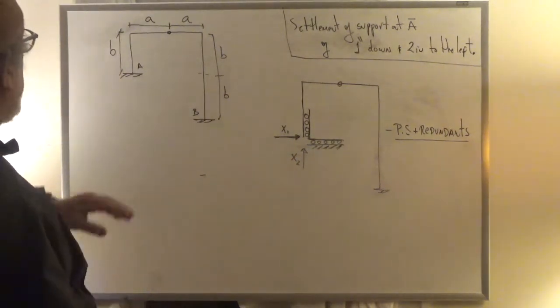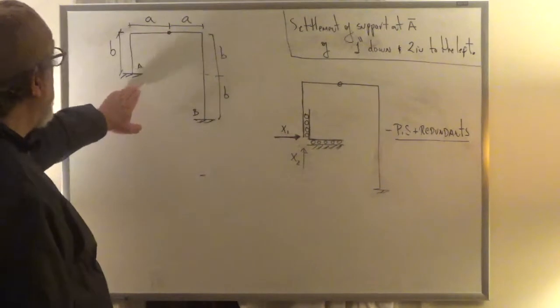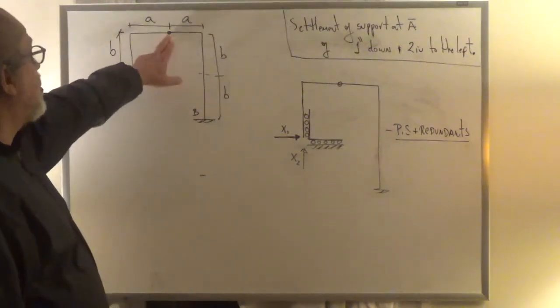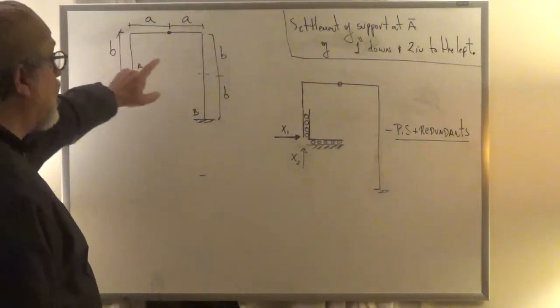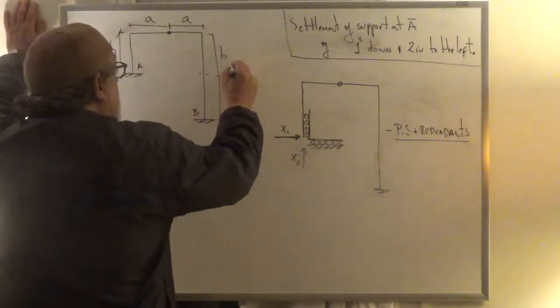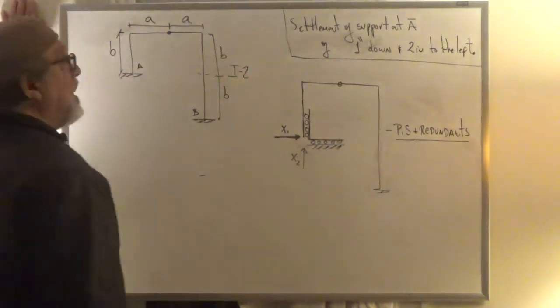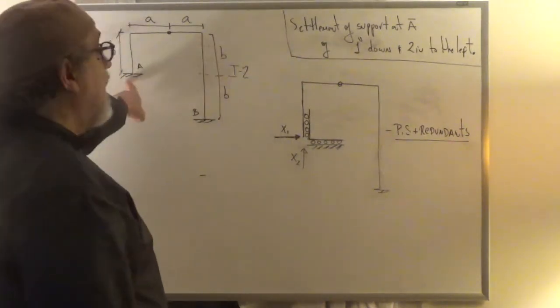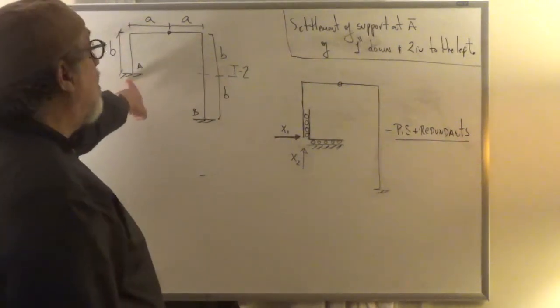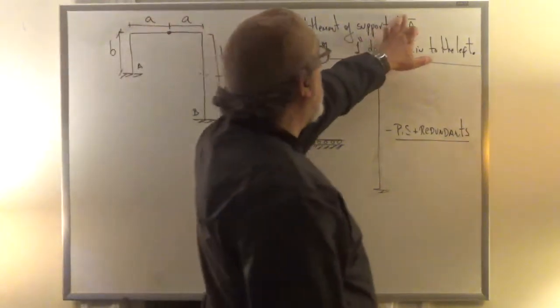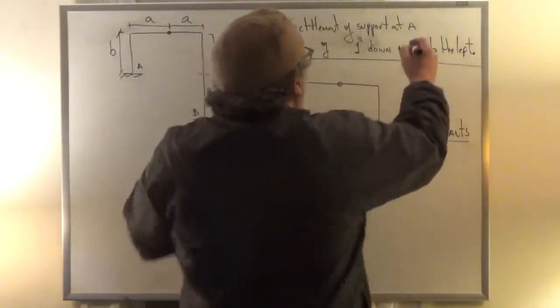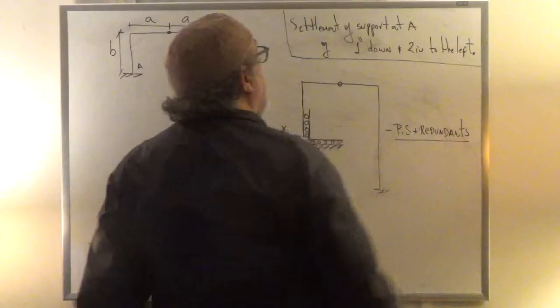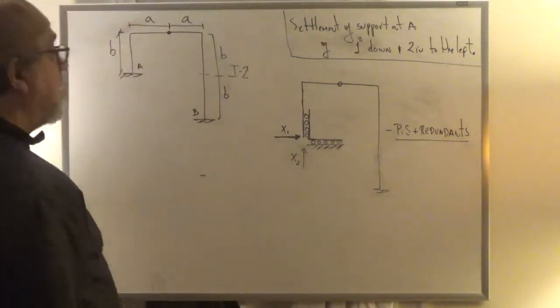So, starting again, we have a frame here, which is doubly fixed and has a hinge here in the middle. The structure we concluded is indeterminate to the second degree, and we know that the loading in this case is a settlement of support at A of 1 inch downward and 2 inches to the left. That's what happens at A.